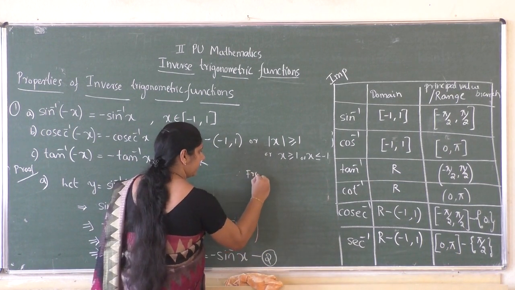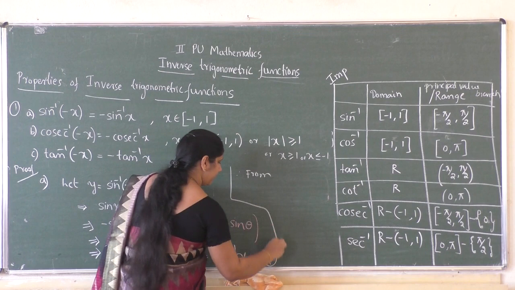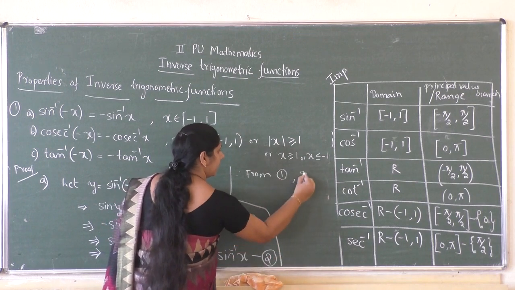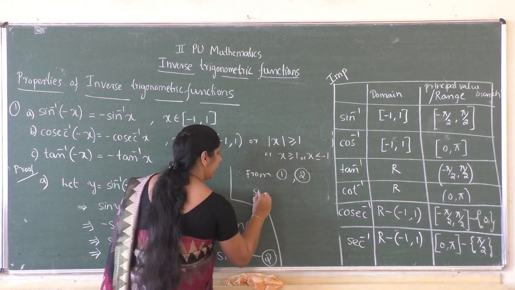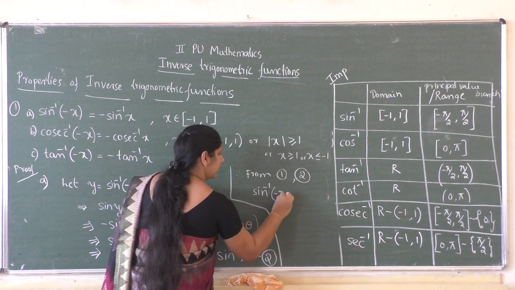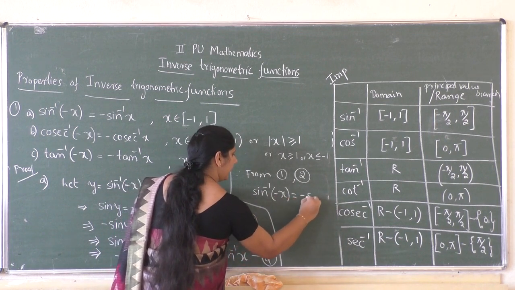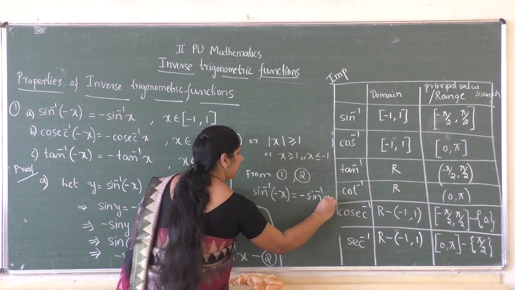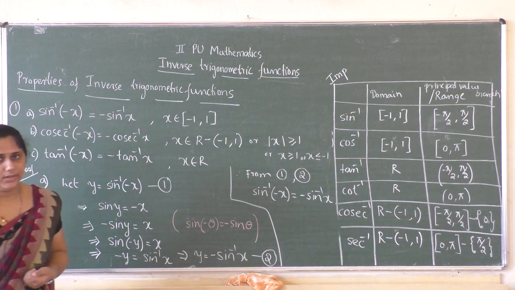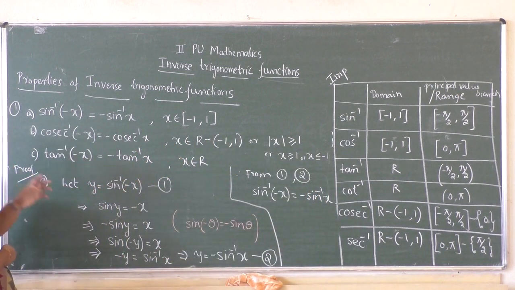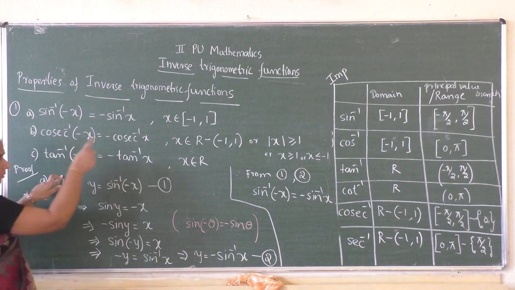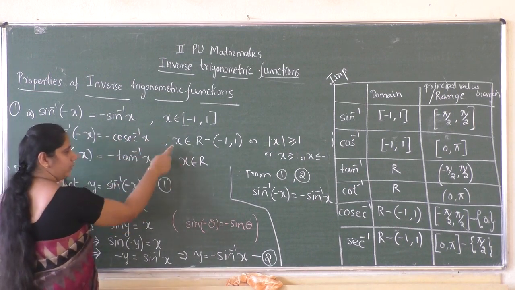Therefore, from equation 1 and 2 we get sine inverse of minus x equal to minus sine inverse x. See, proof is also important. Question will be asked for 2 marks, prove the property, or for 1 mark x value will be asked.